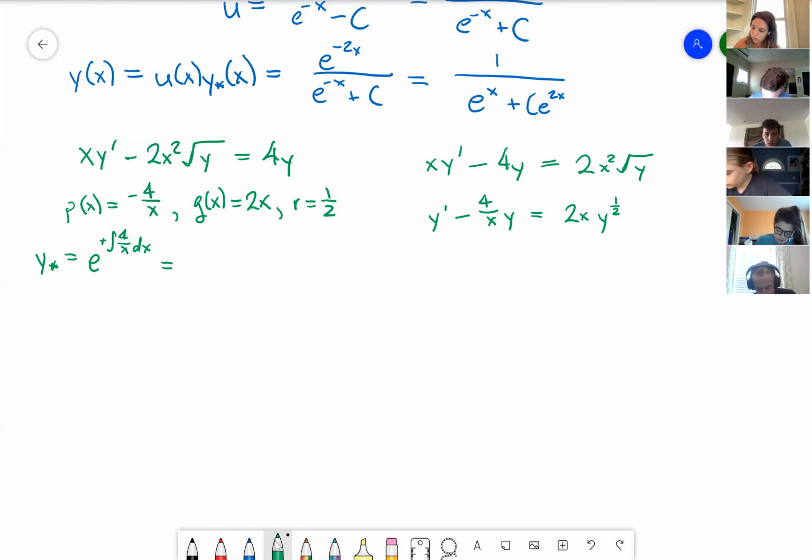I'm going to make the assumption that x is positive. We could do something similar for the possibility that x is negative. But we, of course, see that p of x here is only continuous away from 0. And so we'll only consider x being always positive or always negative. So this just comes out to be x to the 4th. Agree with me on that?